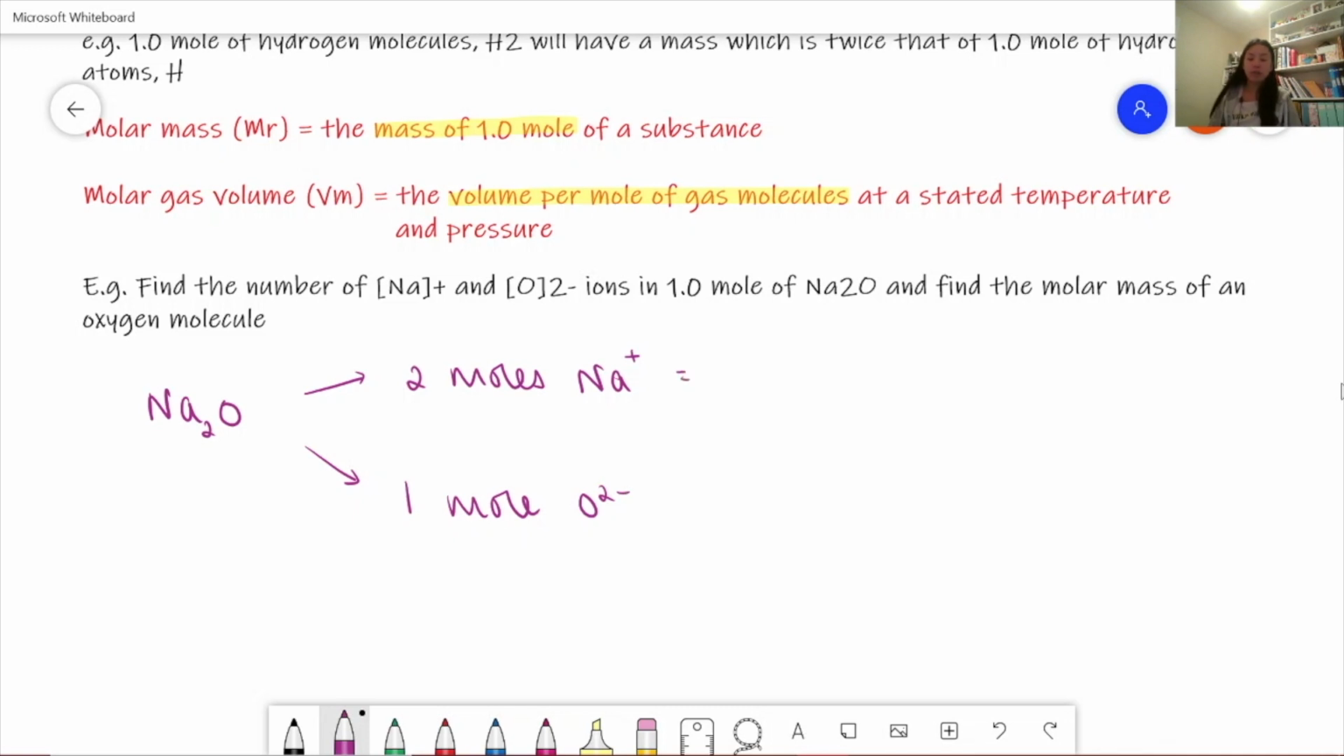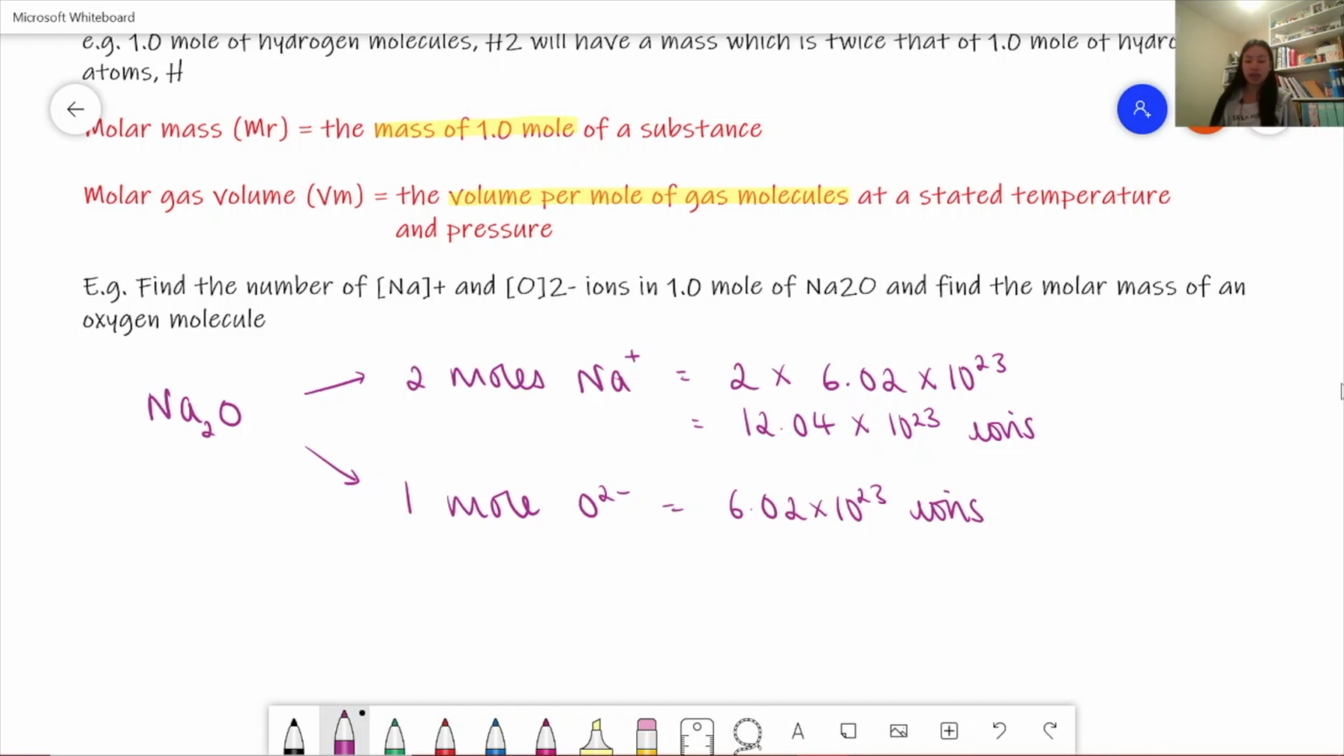To work out the number of ions in 2 moles of Na+, we have to multiply 2 by Avogadro's constant, because Avogadro's constant is the number of ions we have in 1 mole, and we have 2 moles. So we do 2 times 6.02 times 10 to the power of 23, and this gives us 12.04 times 10 to the power of 23 ions. Then for the O2- ions, we only have 6.02 times 10 to the power of 23 ions, because we would multiply Avogadro's constant by 1.